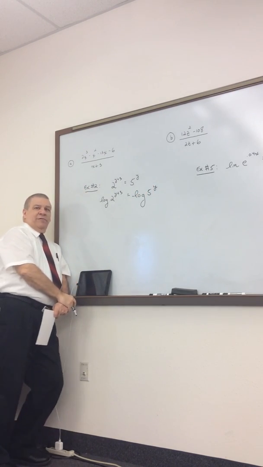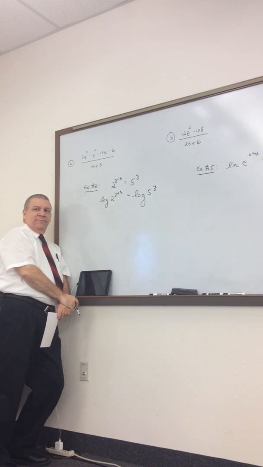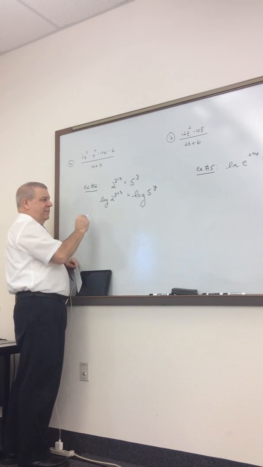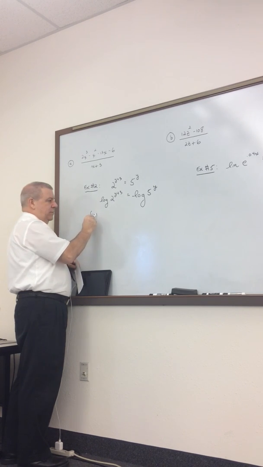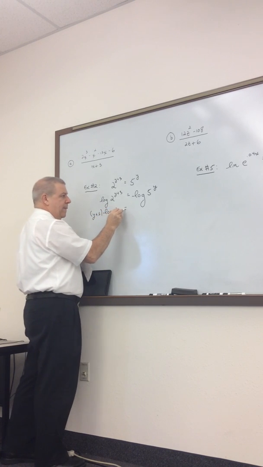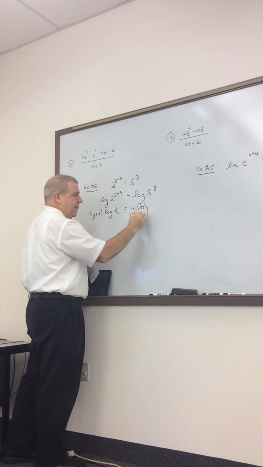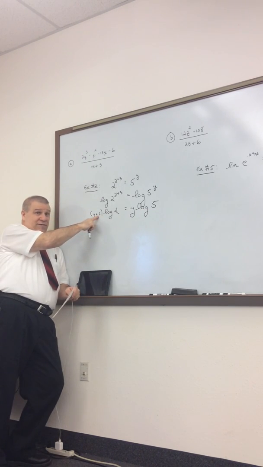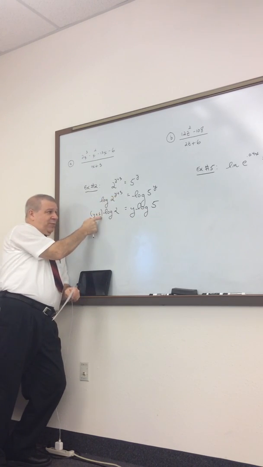Okay, now what do you do on both sides? You use your power rule. Somebody tell me what to write down. Come on, I did this with you yesterday. Just watch, there's going to be something that's going to happen here. David. Quantity of y plus 3 log 2 equals y log 5. It's got to be grouped. So it's the whole thing times that.